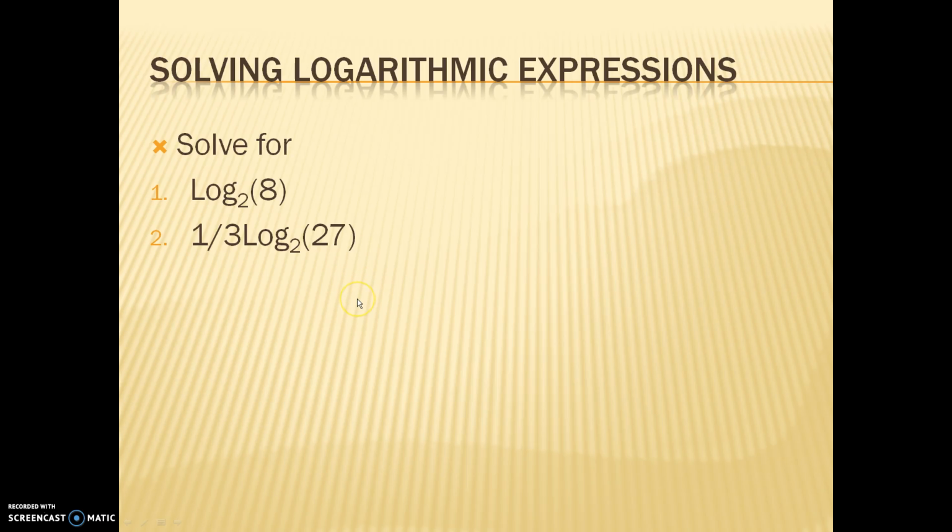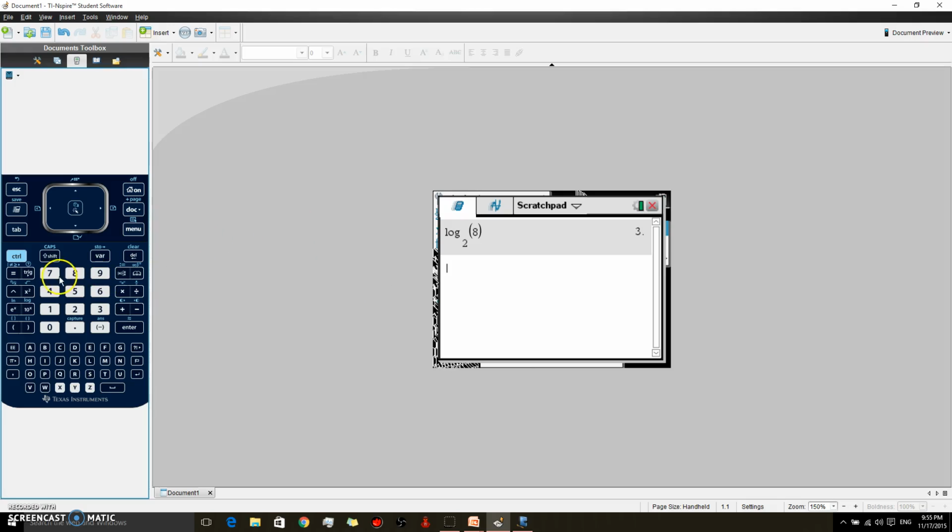Now our next question is 1 by 3 log 27 to the base 2. Now you click log, you click 2, and then 27. Then you go back and you click Control and divide to make a fraction. You click 1 by 3. Click enter, and it tells you your answer: 1.58496.